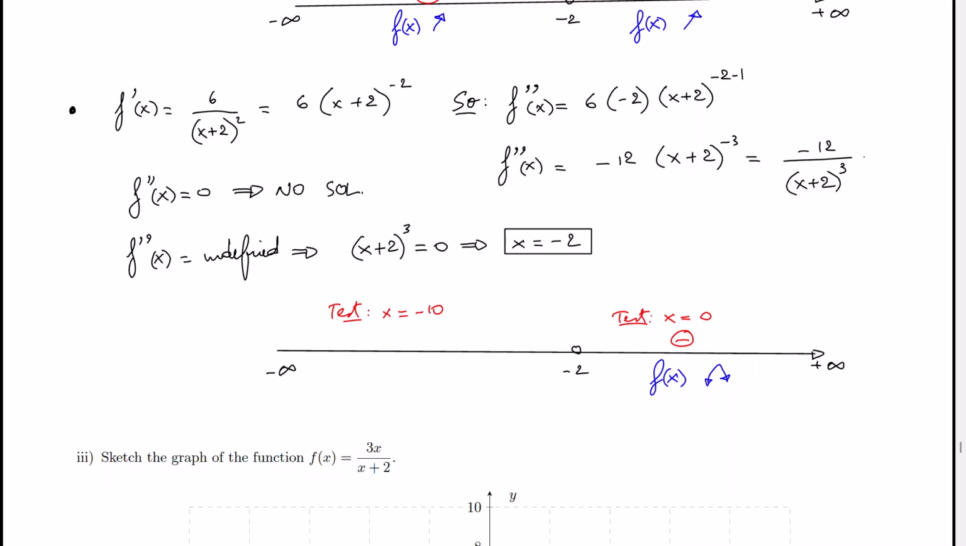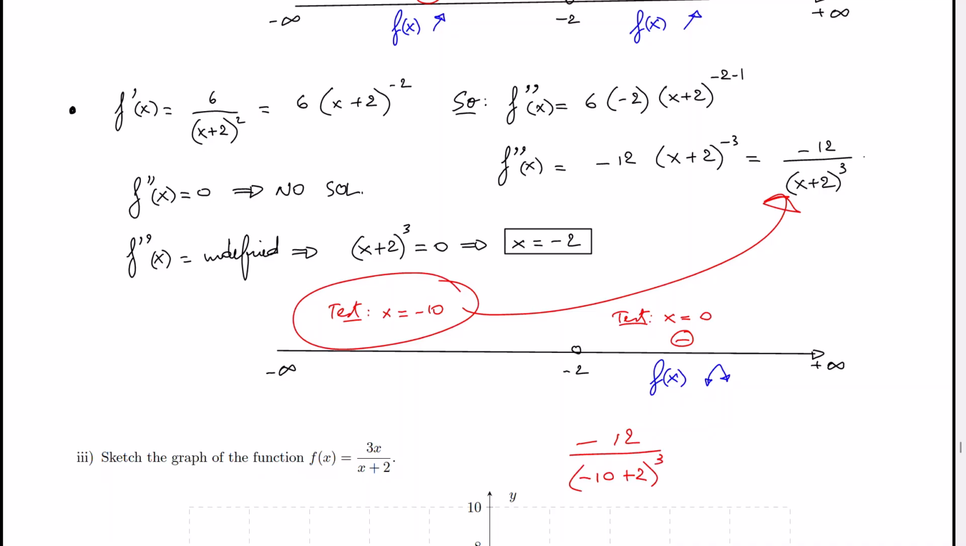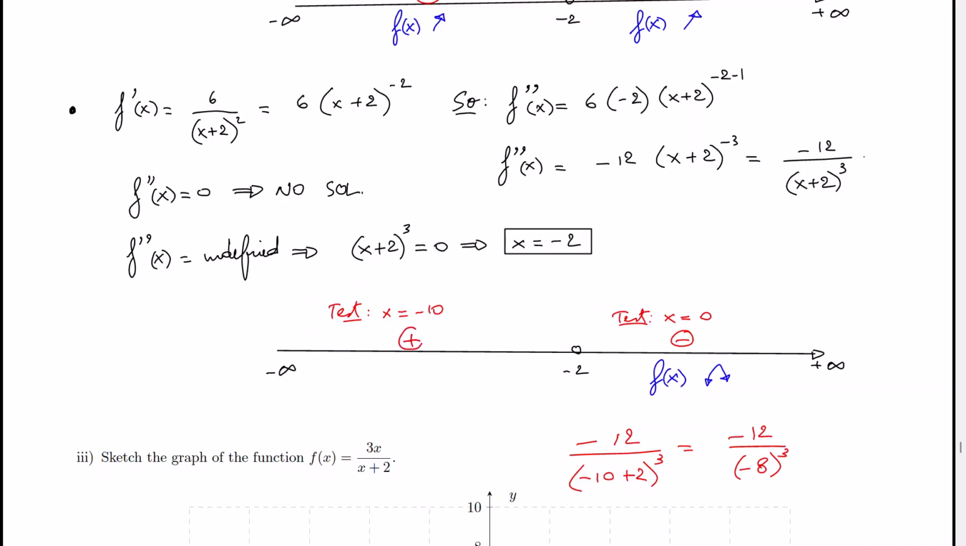Now what about -10? If I plug -10 into the second derivative, I'm going to see -12 in the numerator and -10 plus 2, all cubed, in the denominator. This is simply -12 divided by -8 cubed. -8 cubed is a negative value, and -12 divided by a negative is a positive amount. And so the function f of x will be concave up on the interval before -2. And I'm just going to erase everything else because it's not relevant.